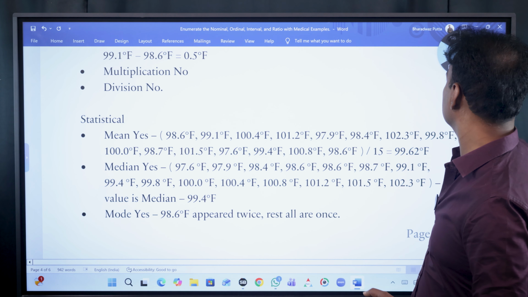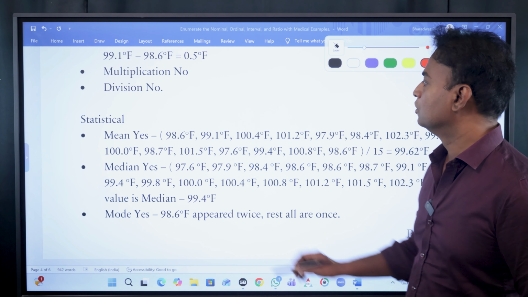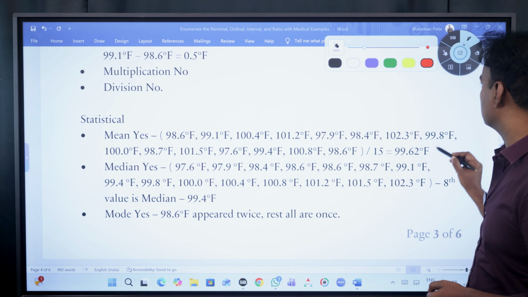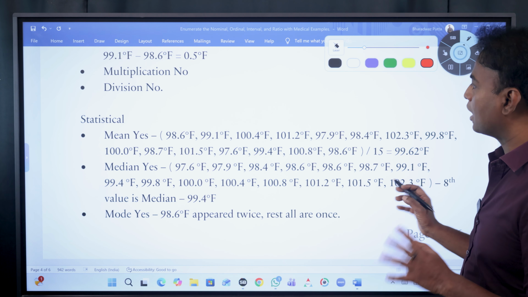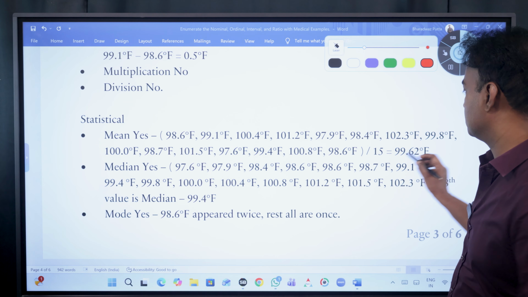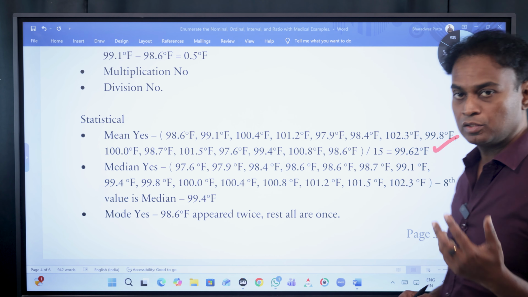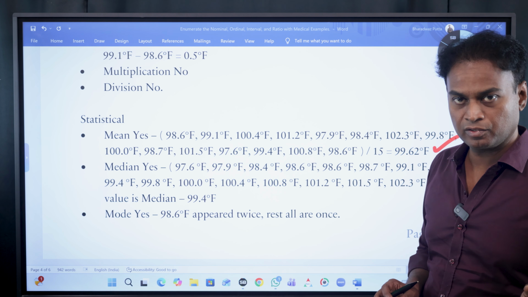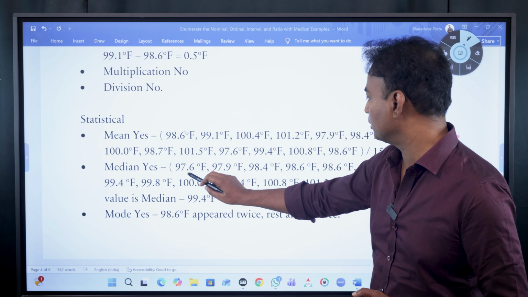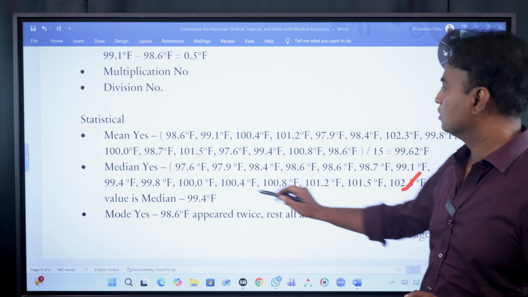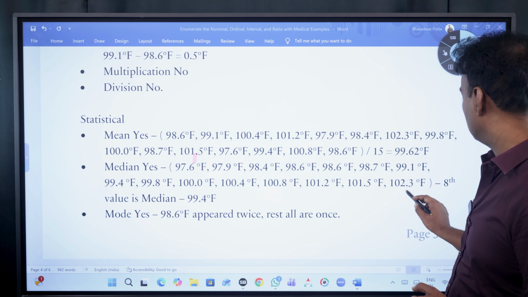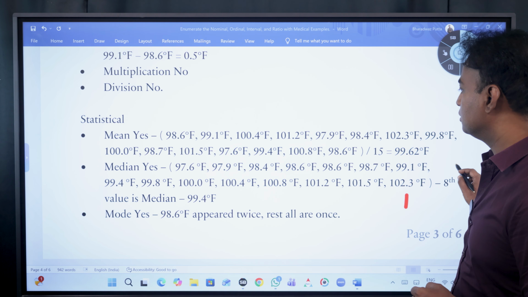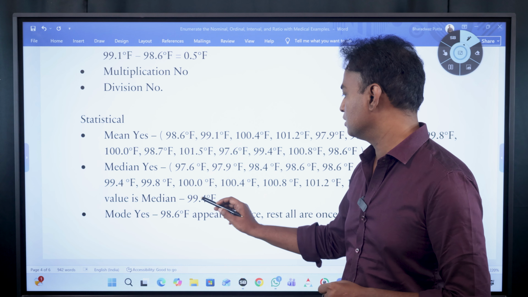And coming to statistical operation, can you find the mean? Yes, you can find the mean. You need to add all of them and divide by 15, it is 99.62. 99.62 is the average or mean of this data set, so you can find the mean. And coming to the median, what is the median? First you have to arrange them in order from descending to ascending order. This is the minimum temperature and this is the maximum temperature. This is the first patient and this is the last patient, the 15th patient, and as there are 15 entries here, the 8th entry is the value of median, it is 99.4.